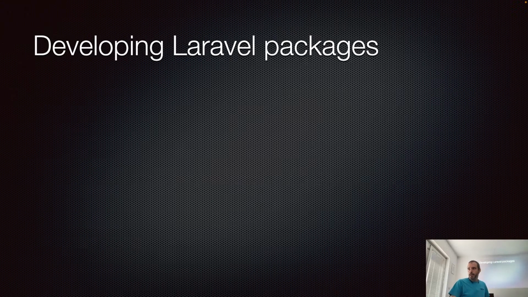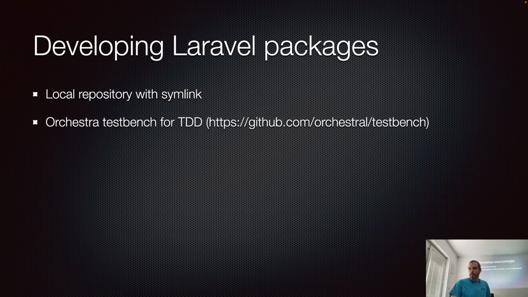So how do we develop Laravel packages? First of all, as I mentioned earlier, we create a local repository with a symlink. And that's good because if you symlink it, then if you try something or develop your package, you will see your changes immediately in your project. You don't have to push it up to GitHub and do composer update on every change. So basically you make the change in your package, and right away you can see the result in the project which is using that package. We use Orchestra Testbench for test-driven development.